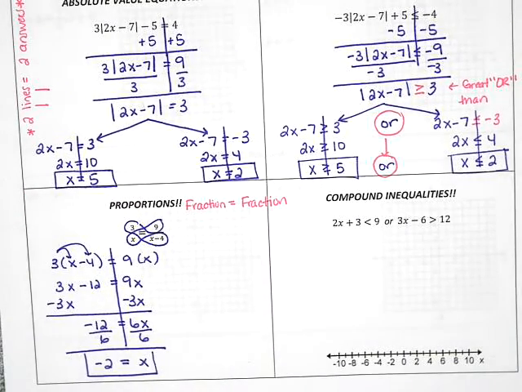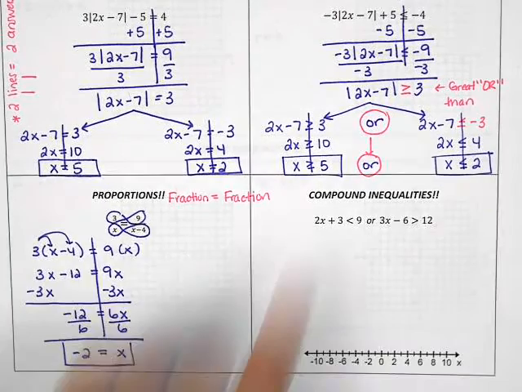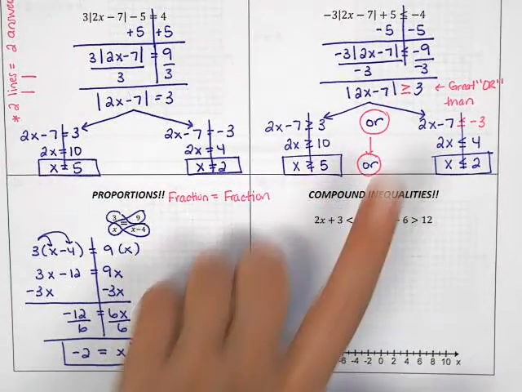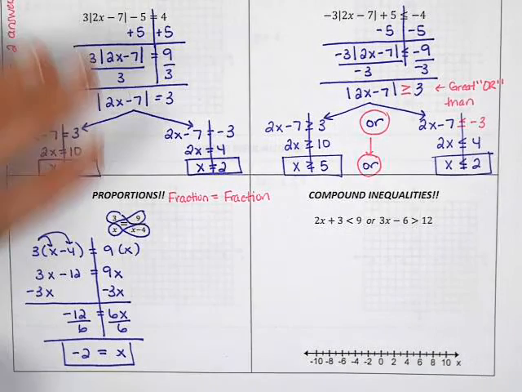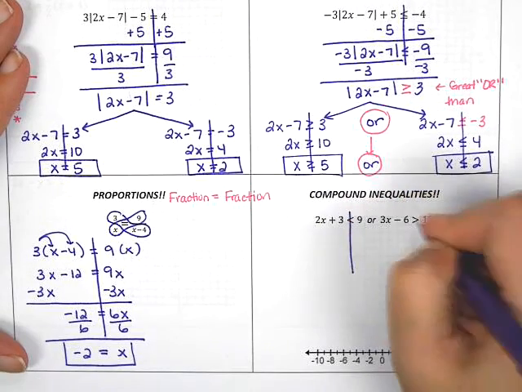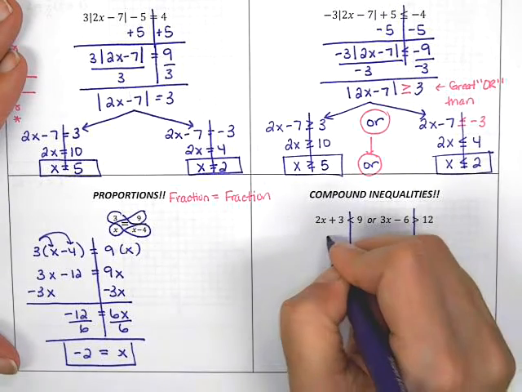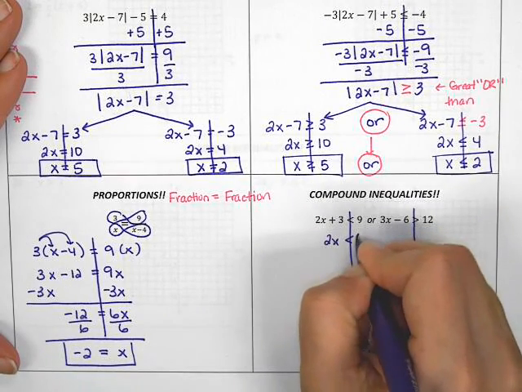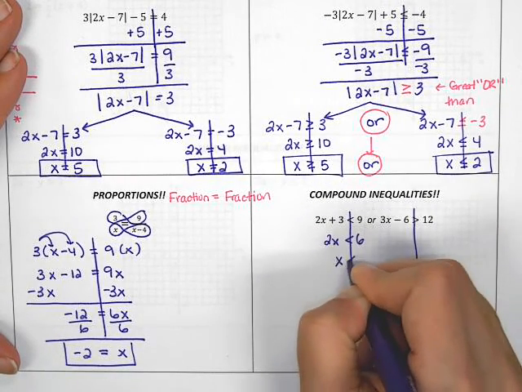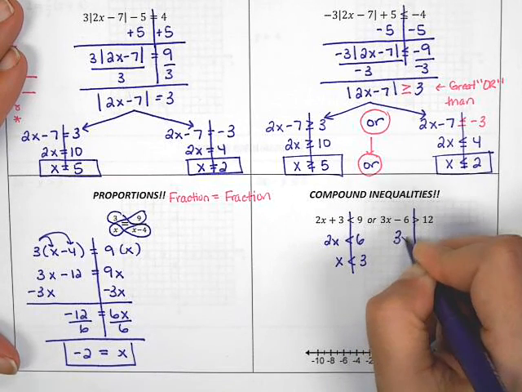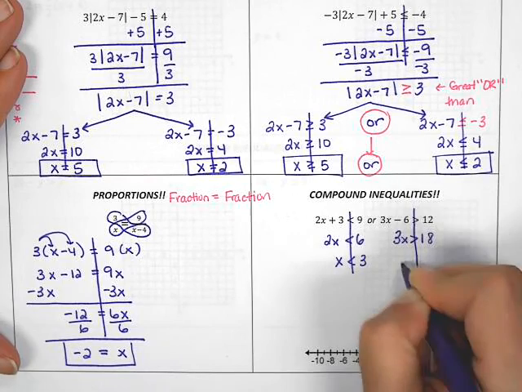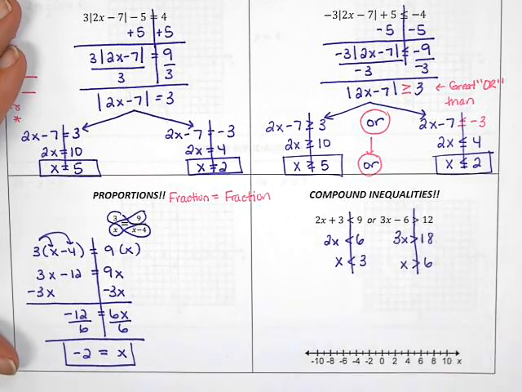Last but not least, compound inequalities. Just like these types of problems where there's absolute values come in sandwiches or greater thans, compound inequalities come in sandwiches or greater thans. This one happens to be an or. So I'm going to solve each problem separately. I'm going to subtract the 3, so 2x is less than 6. Then I'm going to divide, so x is less than 3. I'm going to add the 6, so 3x is greater than 18. I'm going to divide, so x is greater than 6.